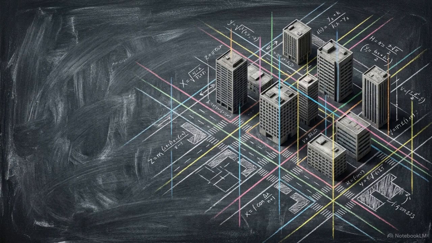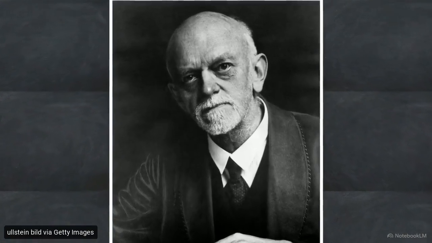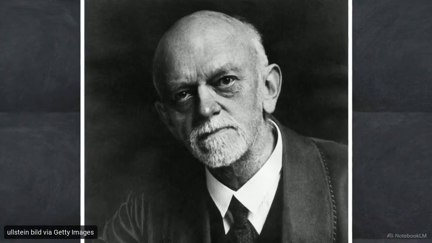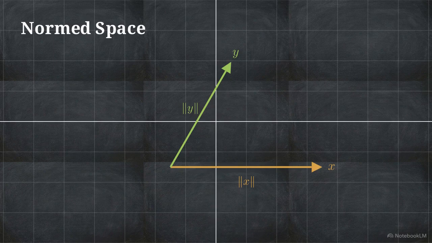Standard geometry allows us to map the physical world using angles and perpendicular lines. David Hilbert pioneered the mathematical framework that extends these same geometric rules to abstract, infinite-dimensional spaces. This diagram shows two vectors in a standard coordinate system. Using normed and Banach spaces, we can calculate the length of these vectors and the distance between them, which allows us to define limits and convergence.